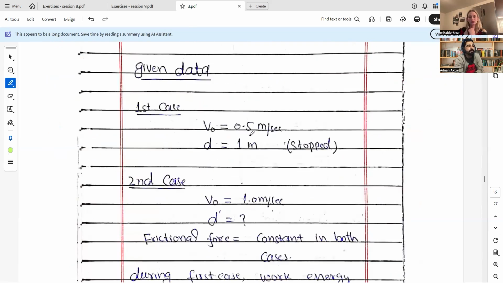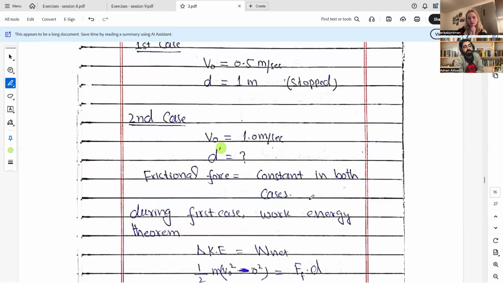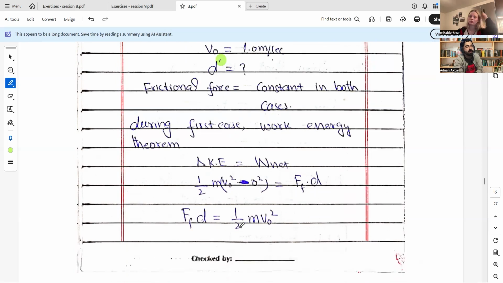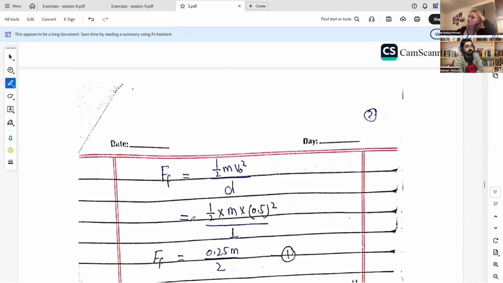So let us check. V naught for the initial case is 0.5, d is the covered distance, and now stopped, its final velocity is equal to 0. Similarly, in the second case, initial velocity is 1.0 and d is what we have to calculate. I'm calling it d prime. Frictional force is constant in both cases because the same air is applied here. So change in kinetic energy is equal to net work done: 1 by 2 m v naught square minus 0 square equals F d. Isolating F, the force of friction is equal to 1 by 2 m v naught square over d.